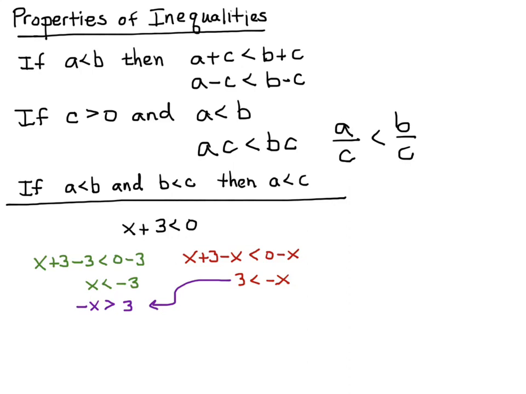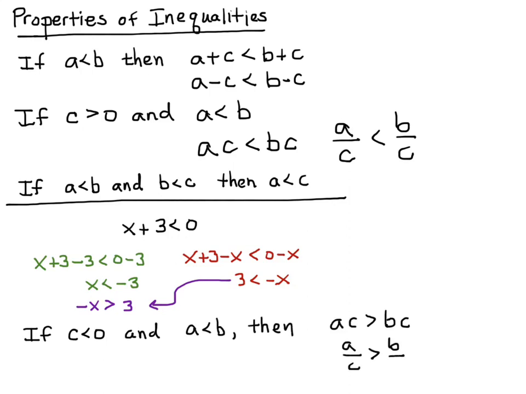If I do it the other way around, if I say I'm going to subtract x from both sides, then I get 3 is less than negative x. And if I turn that around to say negative x is greater than 3, you see what happened when you compare those two. Both of those were valid, but when you multiply both sides by negative 1, you've got to change around that inequality. And so that's the place that you have to be very careful. Now let me write the statement here first. If C is less than 0 and A is less than B, then AC is greater than BC, and A over C is greater than B over C.